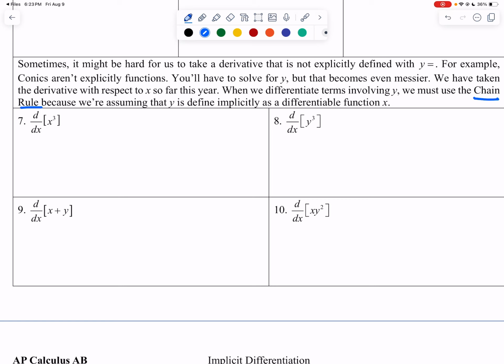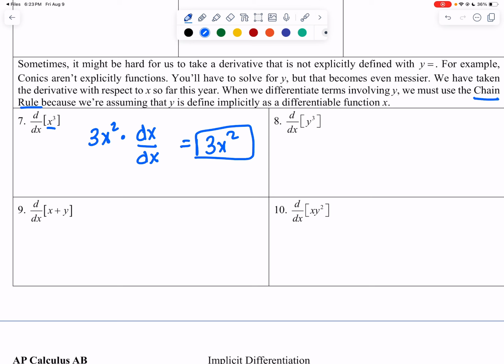So looking at number 7 here, we have the derivative with respect to x of x to the third power. Since we're taking the derivative with respect to x here, we're going to have 3x squared times, and then we're going to use chain rule. That's going to be dx over dx, which is technically 1, so just 3x squared.